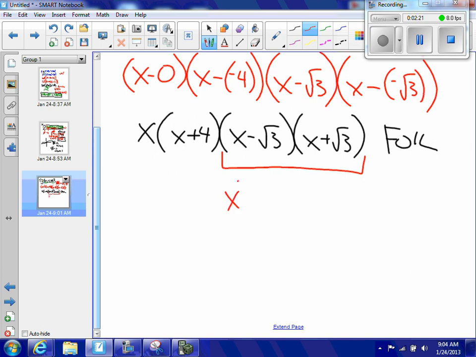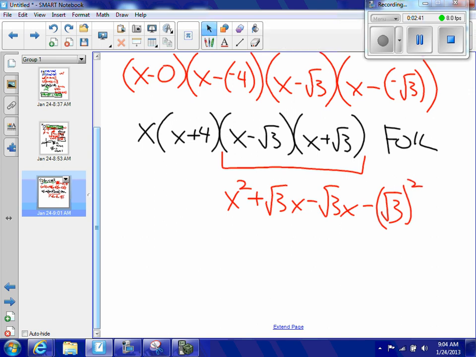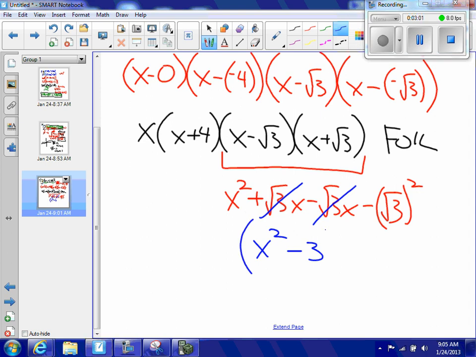That becomes x squared plus radical 3x minus radical 3x minus radical 3 squared. So my plus radical 3x and my minus radical 3x go away. So I'm left with x squared minus 3. Now I have something a lot more manageable. So that is one of my factors.